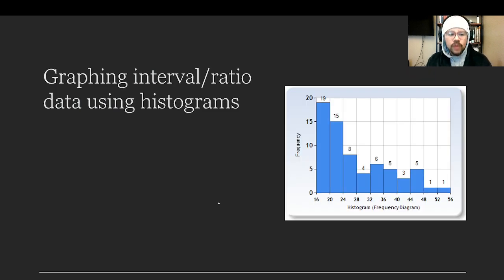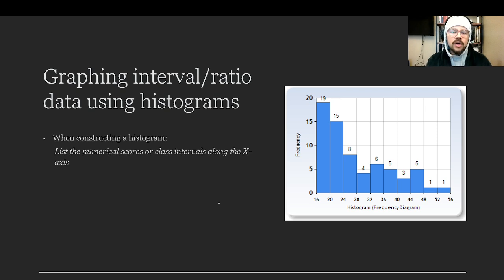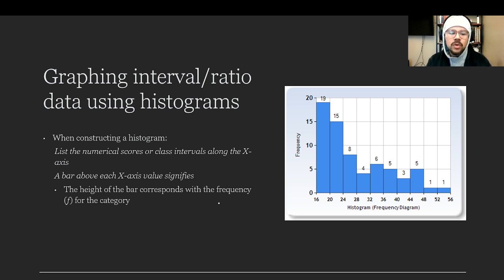For graphing interval ratio data, we use histograms where we are listing the numerical scores or class intervals along the x-axis. The graph that I have here is a histogram for the age data that I collected. A bar above each x-axis value signifies a couple things. Firstly, the height of the bar corresponds with the frequency for the category. For example, for the people from 16 to 20, we have 19 people in there. From around 20 to 24, 15 people, and so on.